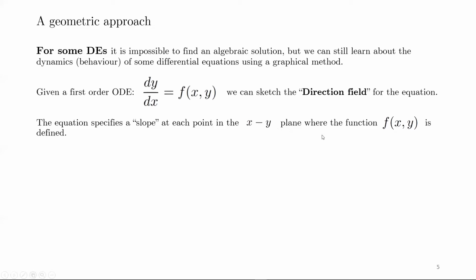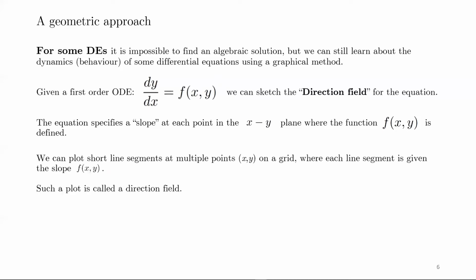And so of course this only works where the function is defined, so we can't have a function that's going off to infinity. Or for example, we can't have a function such as the logarithm. We couldn't use negative values in the logarithm. So this direction field approach applies wherever the function f of x y is defined. So this function f of x y, the right hand side of the equation, is going to tell us what the value of the slope is at every point in the plane where the function is defined.